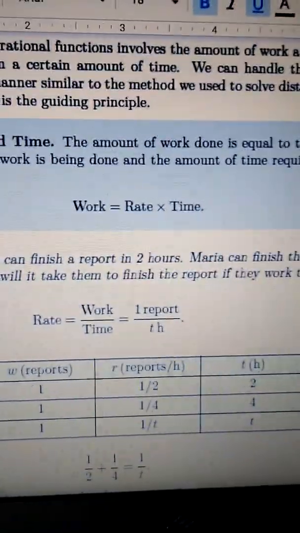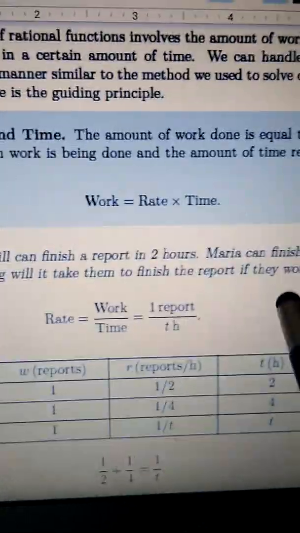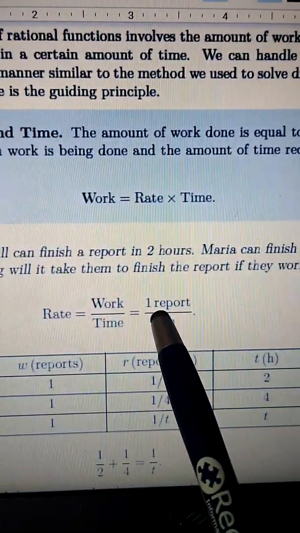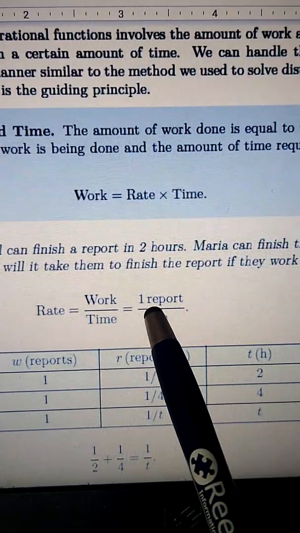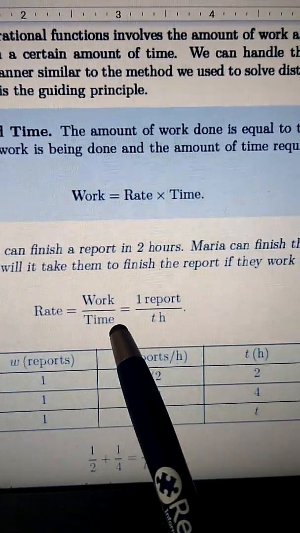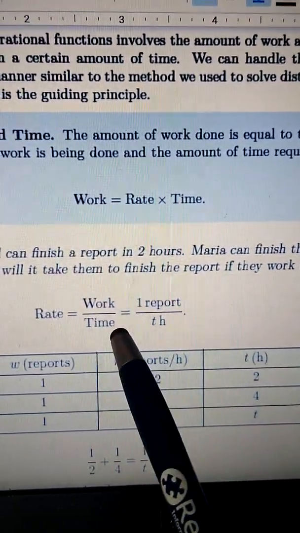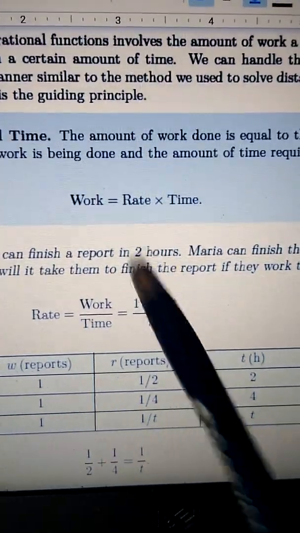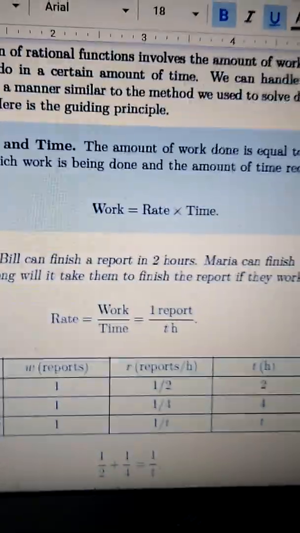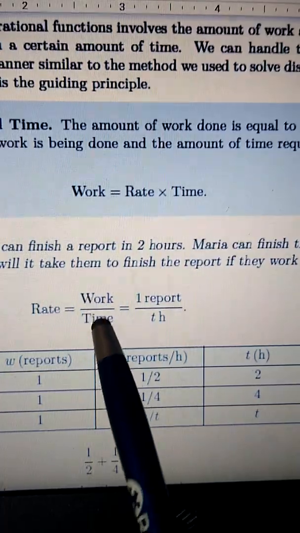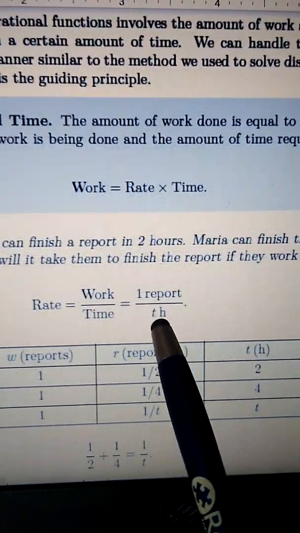Now again, how do I know that I need to solve for rate? Because I know what work needs to be done. One report is the work that needs done. I know how much time it takes them. Since I know work and time, rate is the thing that I don't know. So that's what I'm going to use to relate these together. So rate equals work divided by time, one report divided by how much time.